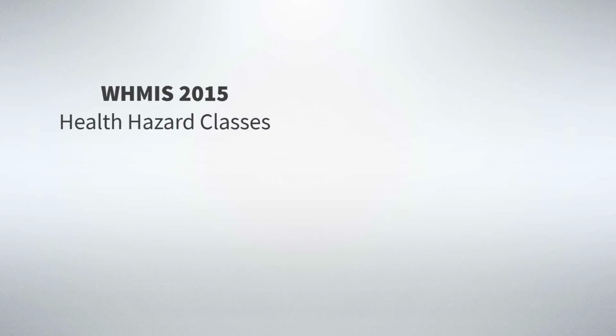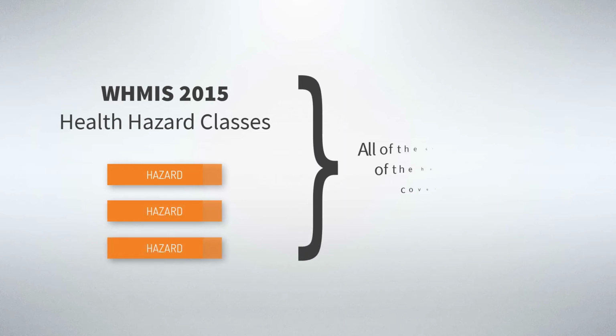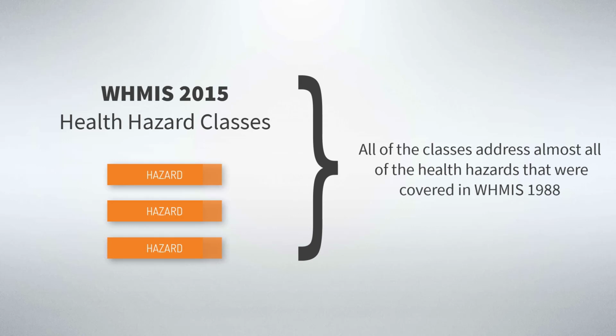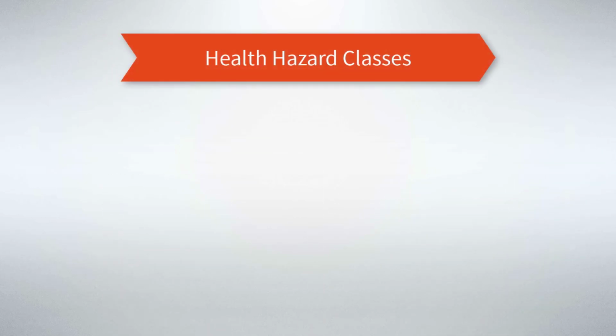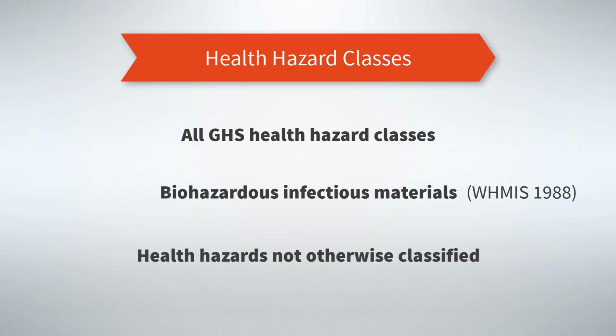Health hazard classes. While WHMIS 2015 health hazard classes subdivide health hazards in a way that's different from the original WHMIS, all of the classes address almost all of the health hazards that were covered in WHMIS 1988 and include some additional types of hazards. The additional hazard classes have been included to further improve worker safety and health. WHMIS 2015 health hazard classes include all of the GHS health hazard classes, along with the biohazardous infectious materials class, which is actually not part of the GHS but was part of WHMIS 1988. Plus, there's a new class called health hazards not otherwise classified.